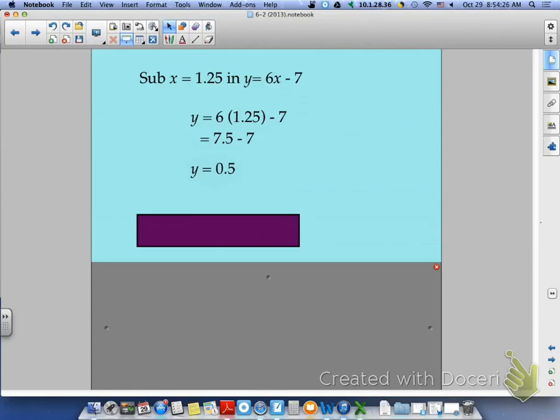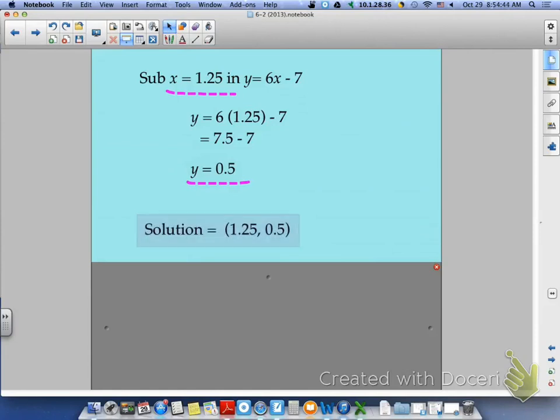See, that's what happens when you get distracted even momentarily. I have X here, I have Y here. Let's put them both together. So it's 0.5 equals... no, the X value comes first. So it's going to be 1.25 comma 0.5.